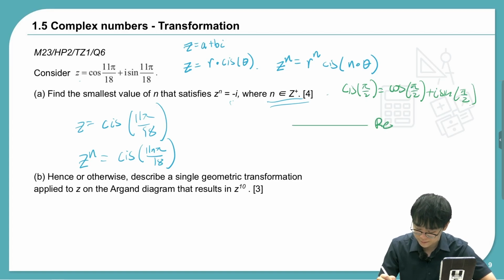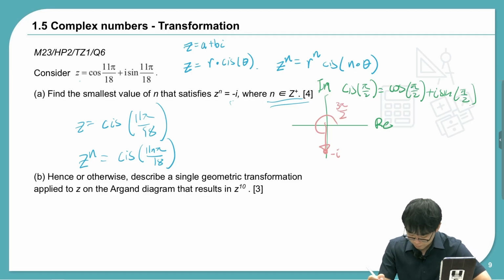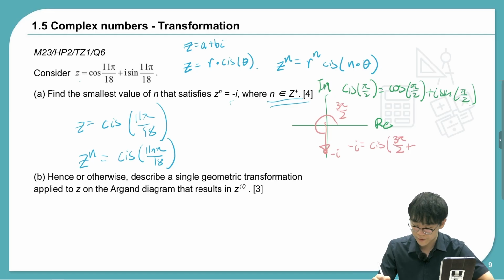So this is the real axis. This is the imaginary axis. So you want to draw this one as negative I. So we want to go like 3 pi over 2, or 270 degrees. Okay. So we want to look for the argument of 3 pi over 2. Right? So negative I is going to be cis of 3 pi over 2. But we don't have to stop there. It could be this plus any multiple of 2 pi, right? So we could have cis of 3 pi over 2 plus 2 pi k. That's going to be our negative I.